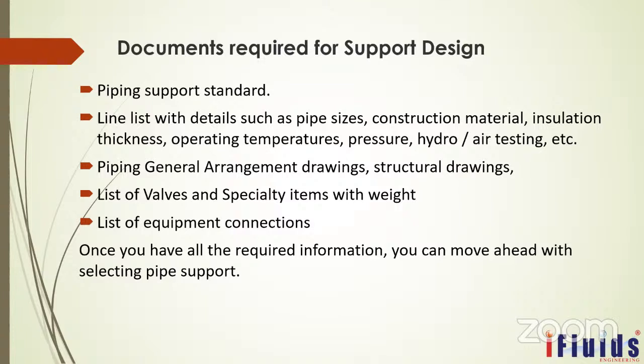If it is a small bore, smaller size, there will not be much deviation in your pipe support. If it is a gate valve or globe valve compared to a needle valve, the weight will vary. So based on that, you have to consider the pipe support. And then list of equipment connections. What all equipment is going to be connected, whether it is static equipment or rotary equipment. If it is rotary equipment, you have to consider the vibration and the thermal expansion connected to that equipment. So these are all the things you need to consider while designing the piping support.